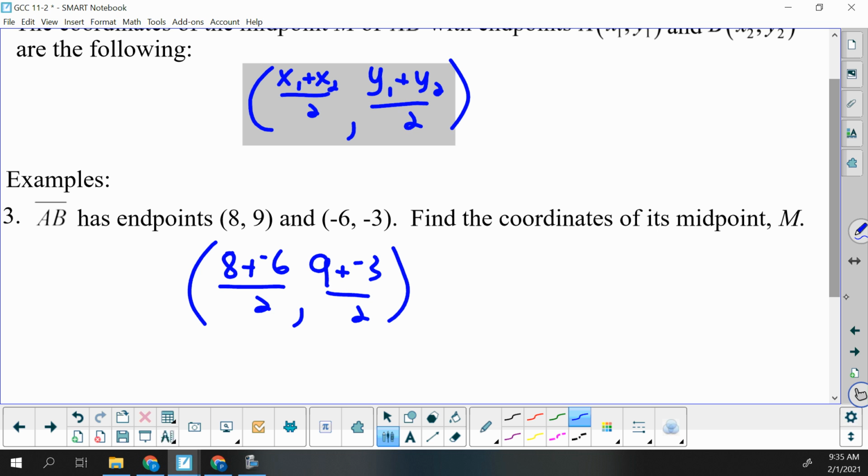Now I'm going to talk through this doing it without a calculator, but you could easily just punch it in the calculator as well. 8 plus a negative 6 gives us 2. 2 divided by 2 is 1. 9 plus a negative 3 gives us 6. 6 divided by 2 is 3. So therefore our midpoint is just 1, comma 3.